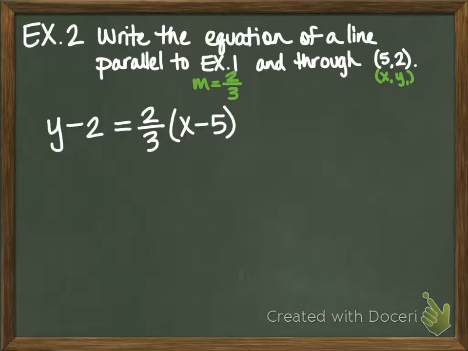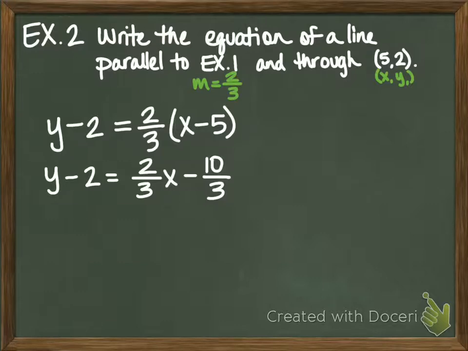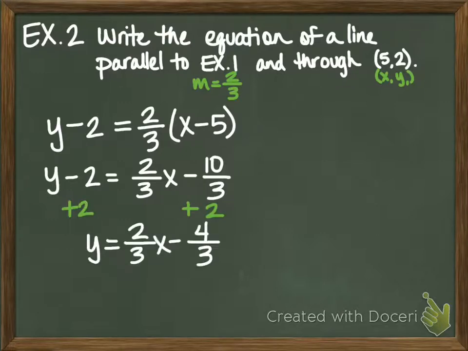So we're going to use the same process to get y by itself. I'm going to distribute and multiply by 2/3. So y minus 2 equals 2/3 x minus 10 over 3. I'm going to add 2 to both sides. So I'm going to get y equals 2/3 x minus 4/3. In your calculator, you can do negative 10 over 3 plus 2, and then math, enter, enter, and it will change it back to a fraction for you.